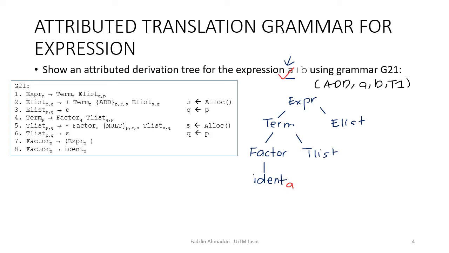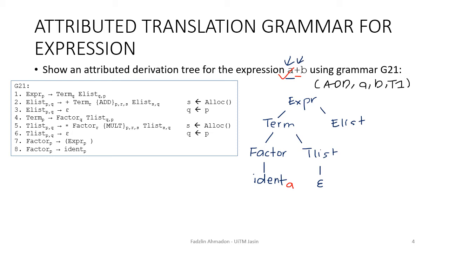So this is done. Next, we move on and we want to write plus, and we are writing it under tlist. There are two rules derived from tlist, rule 5 and rule 6. Rule 5 is for multiplication. Therefore, we will be applying rule 6, which is to epsilon. When it is derived to epsilon, it means we still haven't written plus yet. So we move up to elist.